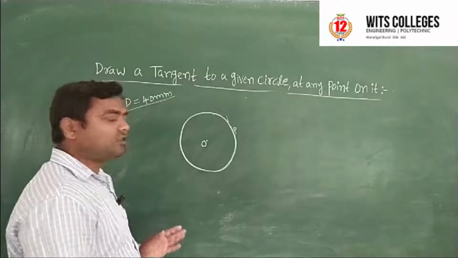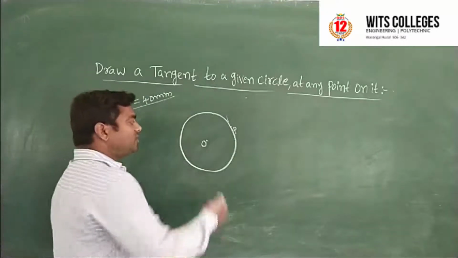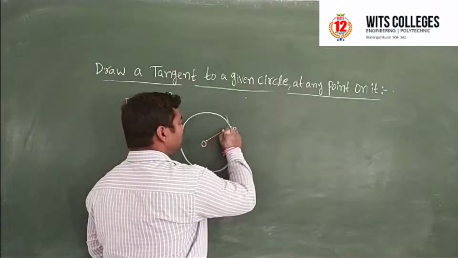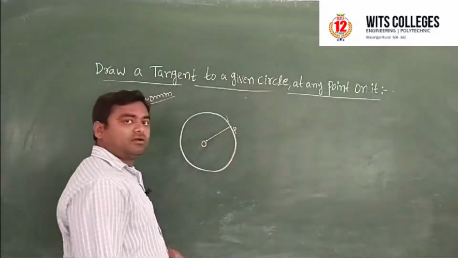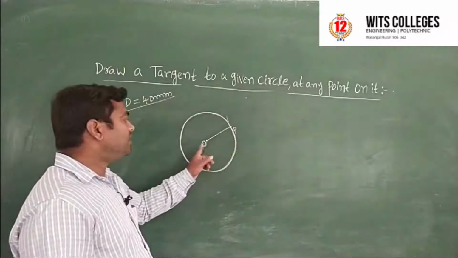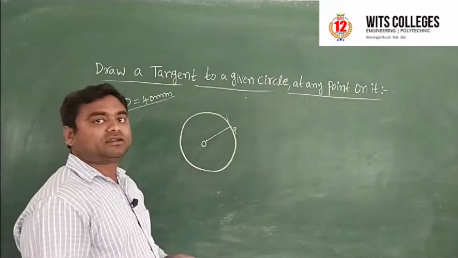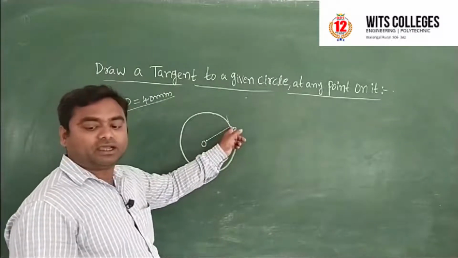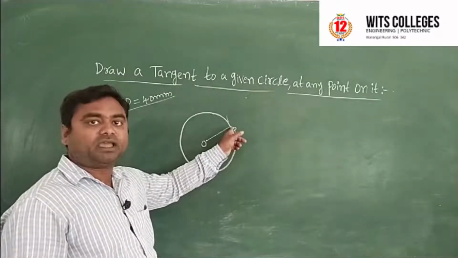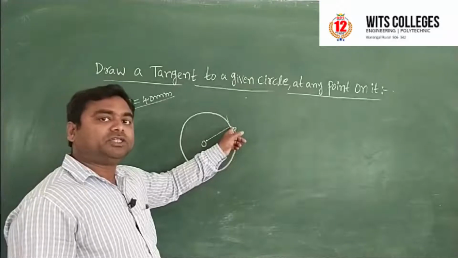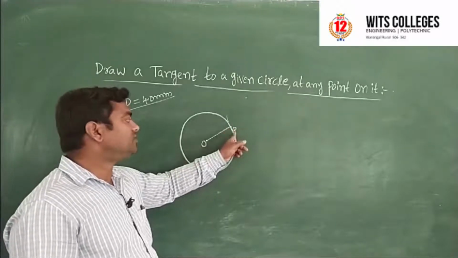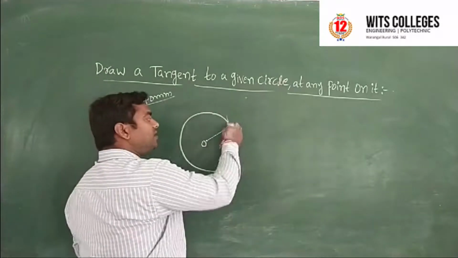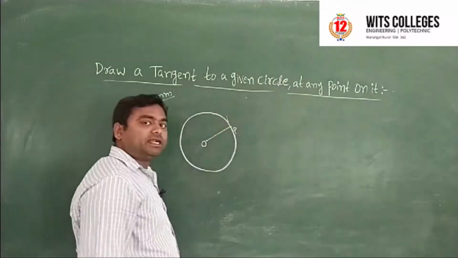First, the procedure is: join these 2 points. Join the given point with the center. Then draw a perpendicular line at this point, and definitely it is going to be a tangent, which must pass through the point P. So if we draw a perpendicular here, automatically it is going to be a tangent.